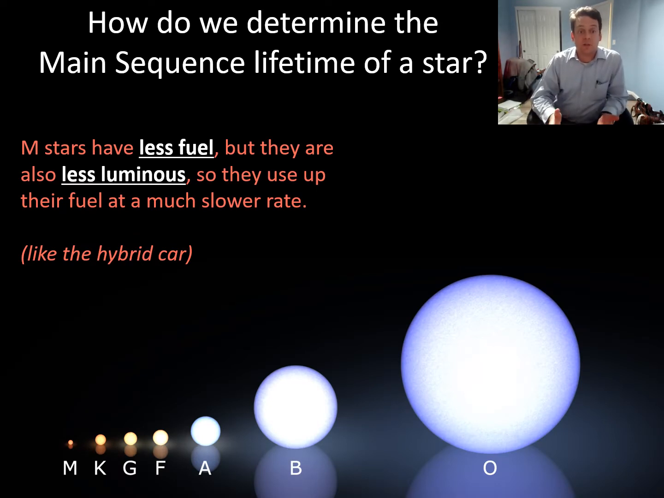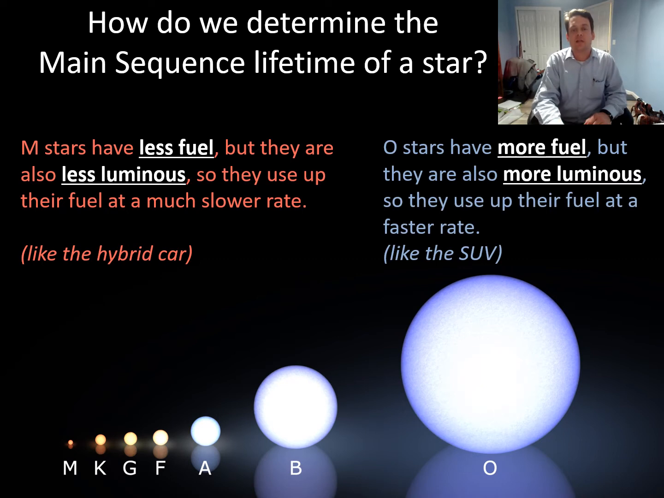So M-class stars have much less fuel than do O-class stars. But they're also less luminous, right? A lot less luminous, which means that they're giving off much less energy every second. And so the upshot is that they're using their fuel at a much slower rate, okay? So they've got less, but they're using much, much less every second. So this is like the hybrid car in our analogy.